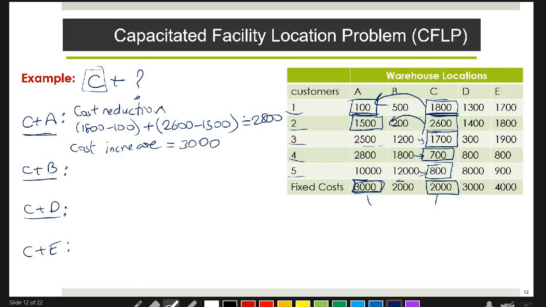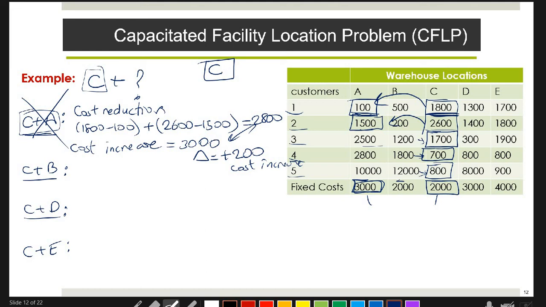This is reduction. I mean, you reduce the cost. And the cost increase is 3000. Then, will you prefer this solution CA over establishing only C? When you look at this, the difference between them is plus 200, so your cost is increasing. Cost increases if you do. So you don't select that alternative. It is not good.